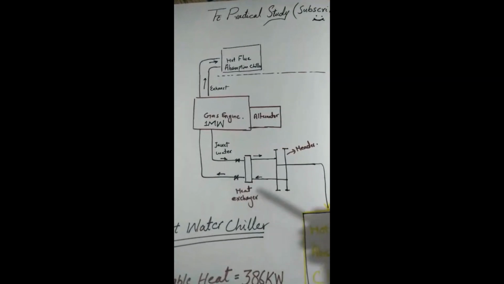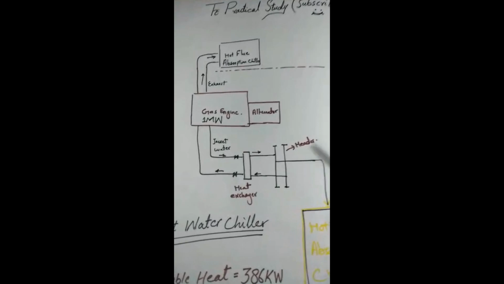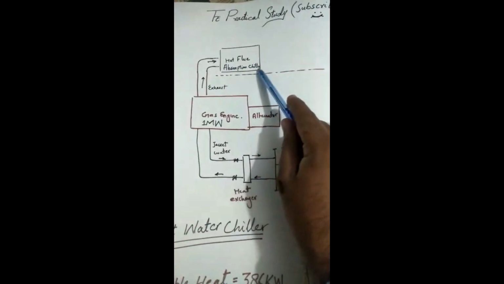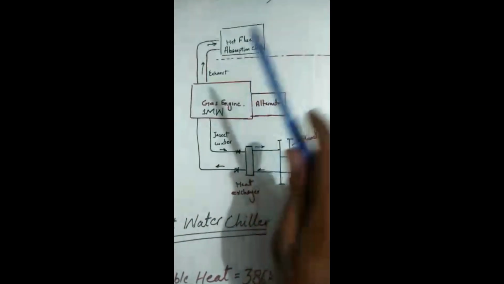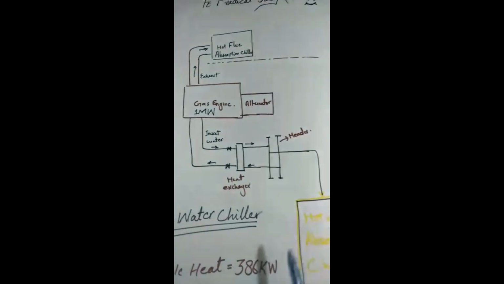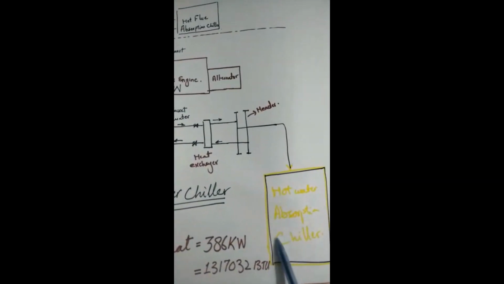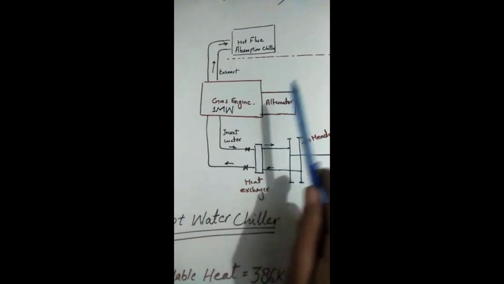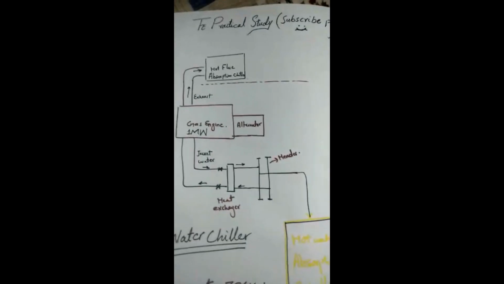Now today we have to calculate what will be the capacity of a hot flue absorption chiller on a 1 megawatt gas engine running at 80% load, and what will be the capacity of a hot water absorption chiller on a 1 megawatt gas engine running at 80% load.